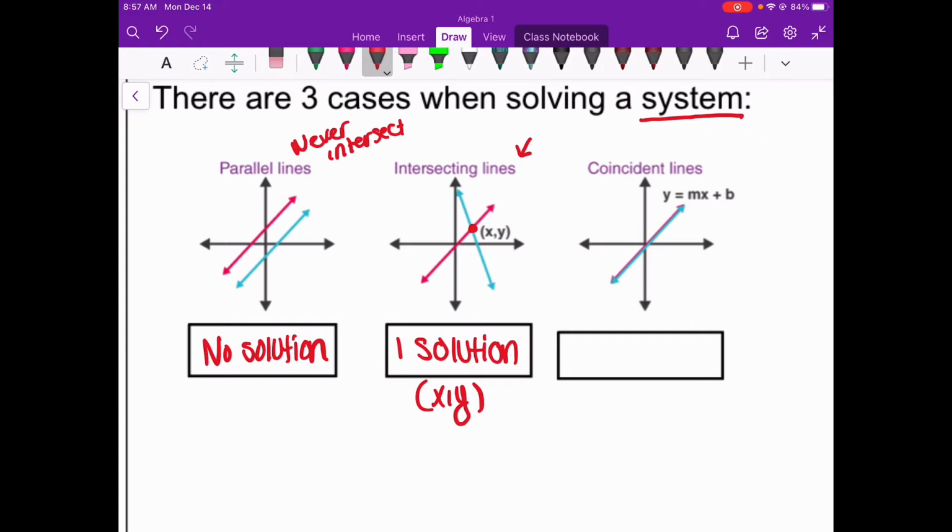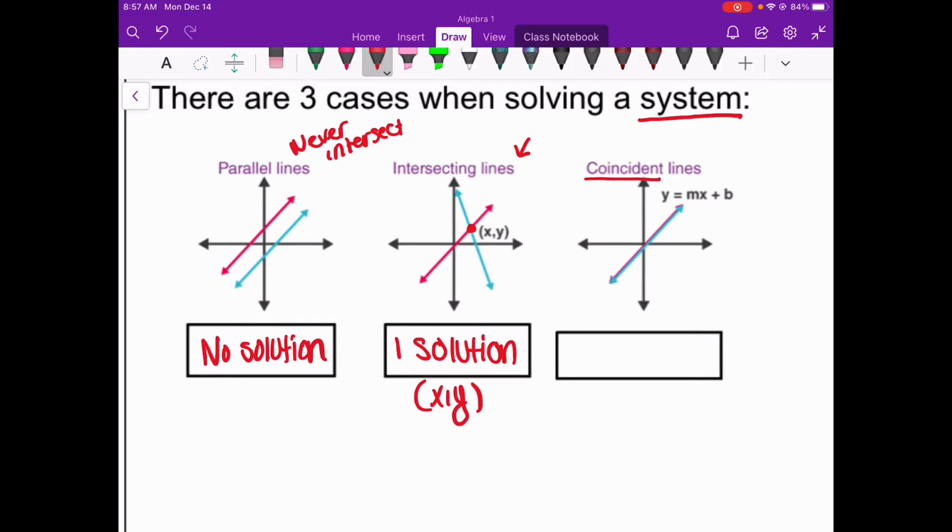And in the last case, we have coinciding lines. Coinciding lines for this class are 2 lines that are right on top of each other. They're literally the same exact equation. So if they're the same exact equation, they're touching every single point together. They're intersecting at every point of the line. So in that case, we're going to say infinitely many solutions. Usually we'll say all real numbers for graphs, and for systems we say infinitely many solutions.